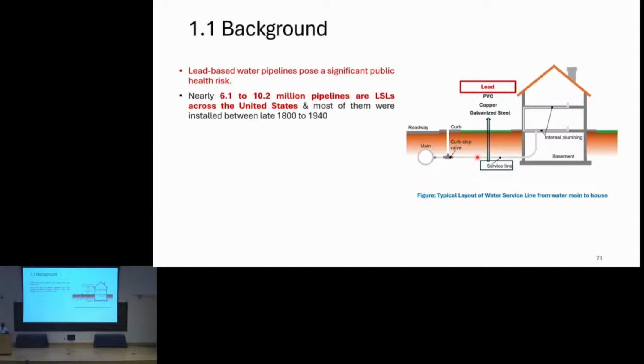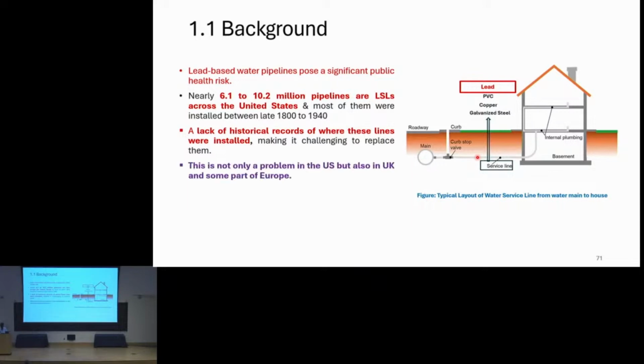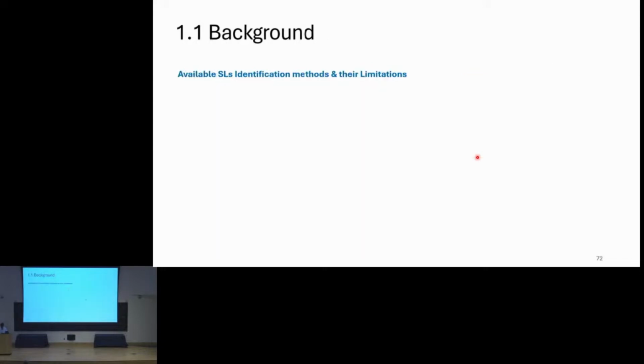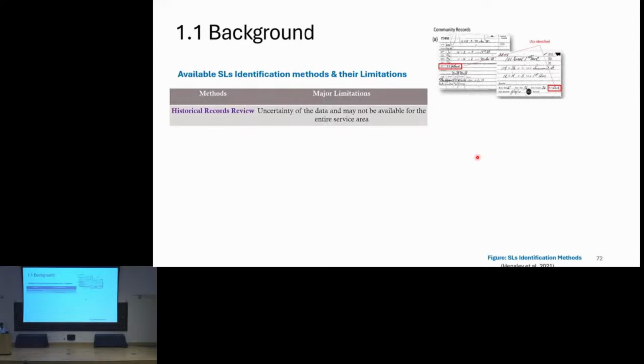As per the American Water Association, nearly 6.1 to 10.2 million pipelines are lead-based, and they were installed between 1800 and 1940. As a result, they do not have proper historical records of where they were installed, which makes it challenging to replace all the lead-based service lines. Last August, we were invited by the UK to test in their water research facilities. They also mentioned that this problem is not only in the US, it's also in the UK and parts of Europe.